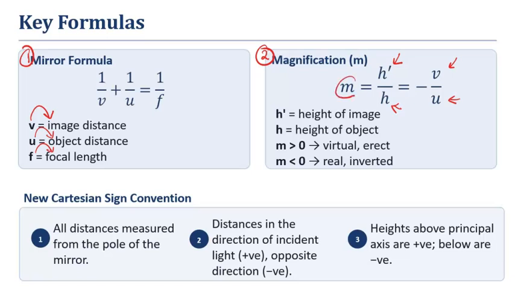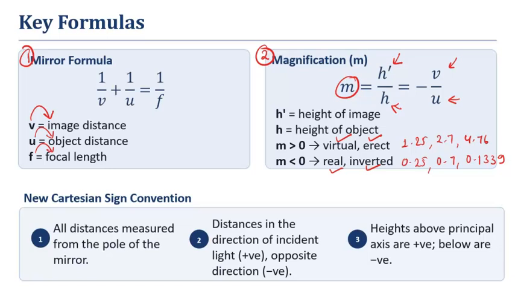Now, if this m value is greater than 0, like 1.25, 2.7, 4.76, any value greater than 1, it means the image is virtual and erect. And if m value comes less than 0, like minus 0.25 or minus 0.7 or minus 0.1339, any value less than 0, it means the image is real and inverted.